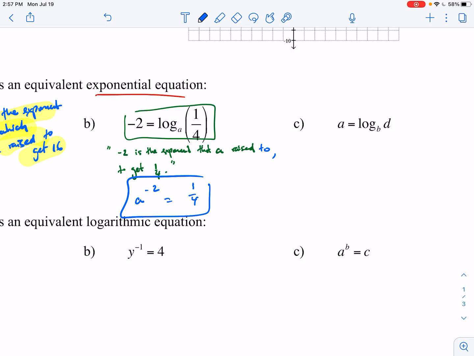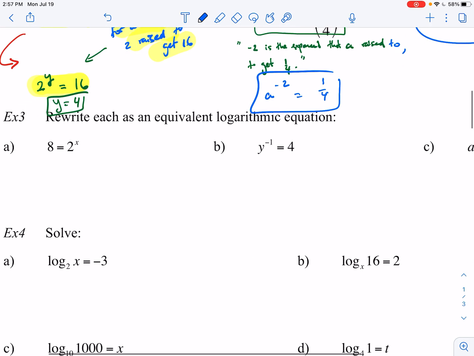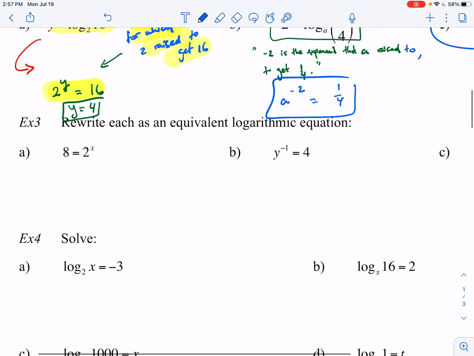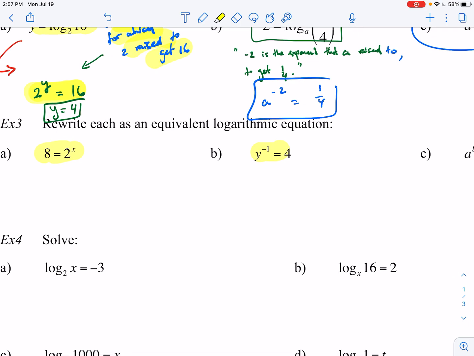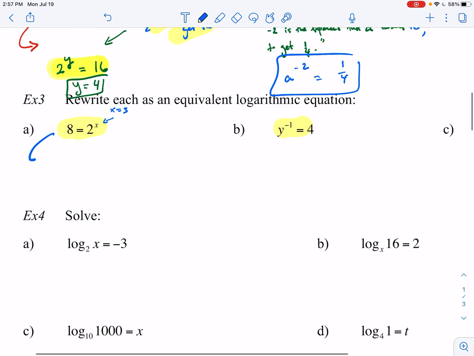I'll let you do part C on your own. But now we're going backwards in exercise 3. We're given the exponential equation, and then we're going to write the equivalent logarithmic equation. If we were to solve for this, we know x is 3 in this case, right? 2 to the third is 8. So we know that already, but we're going to go from that to log form.